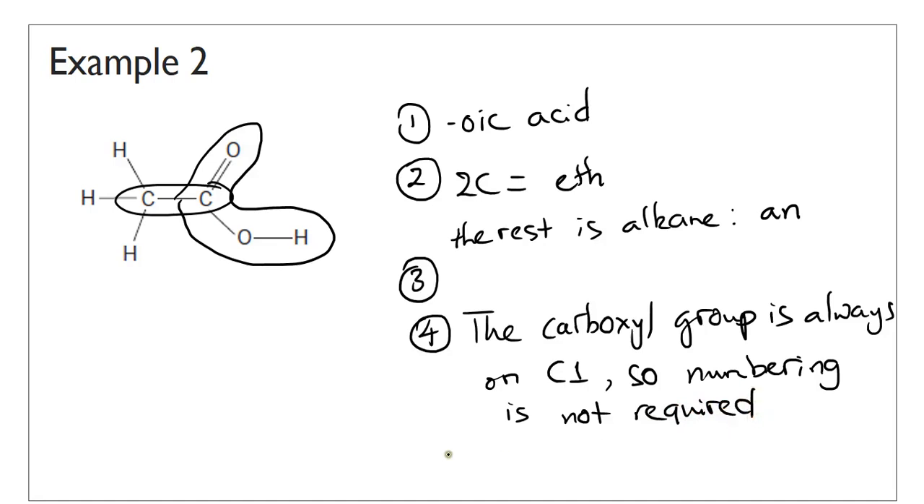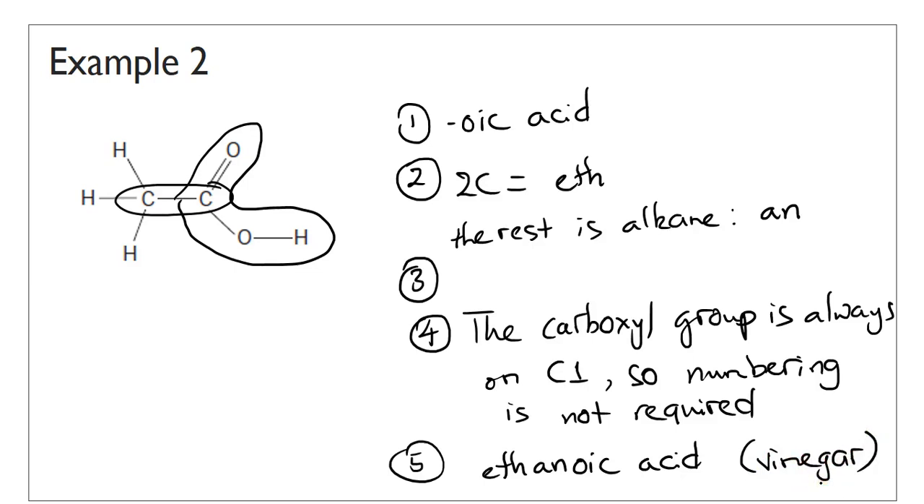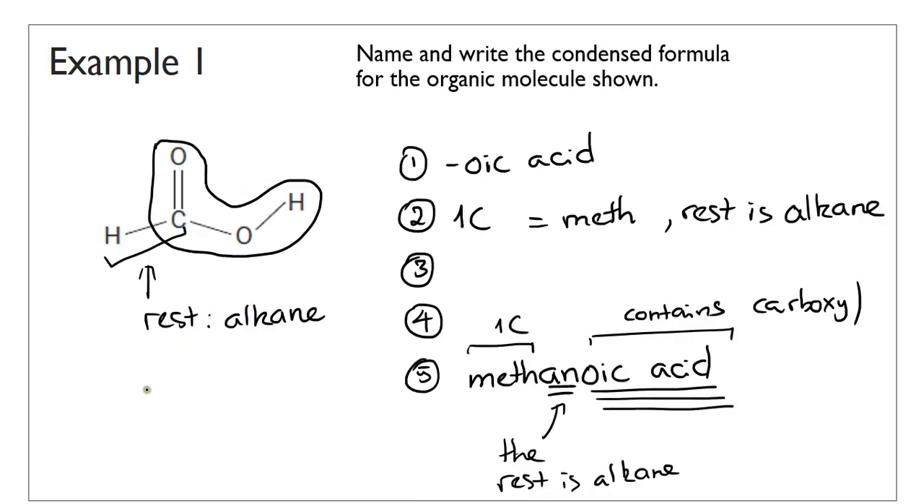So I'm just going to name it. 2 carbon, eth. The rest of the molecule is hydrocarbon alkane, so ethanoic acid. Ethanoic acid, which is the scientific name of vinegar. It's an acid, it's sour, things like that. I forgot to do the semi-structural formula, the condensed formula. So CH3COOH is going to be this one. And the previous one was HCOOH.